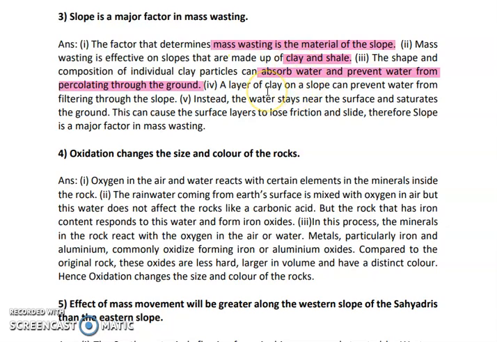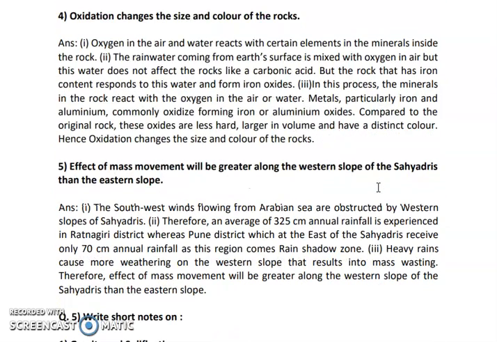So because of that, what happens? A layer of clay on a slope can prevent water from filtering through the slope, and the water stays near the surface and it gets saturated in the ground layer. Okay, so because of that, what happens? It loses friction, the friction decreases, and the water and the mass wasting can occur very easily because of the smooth surface. Now let us move further.